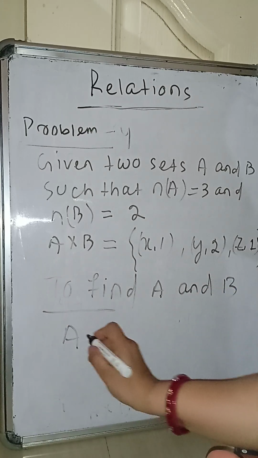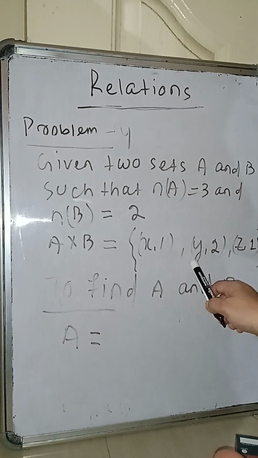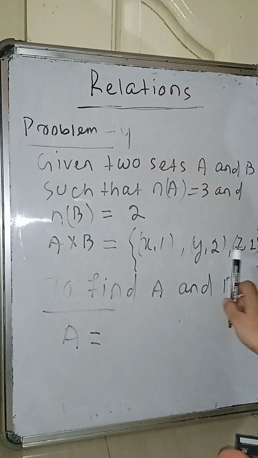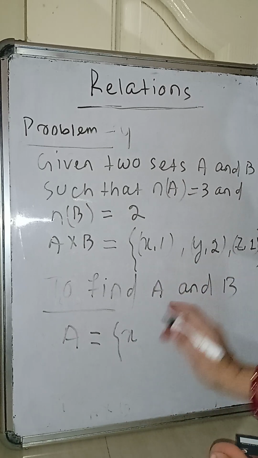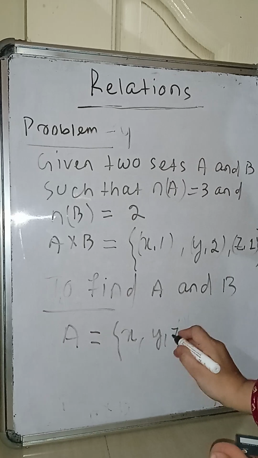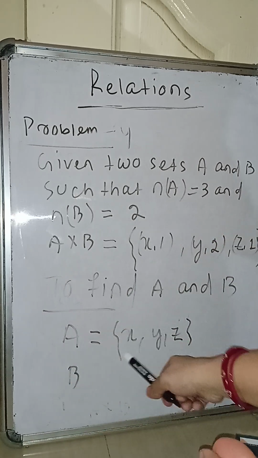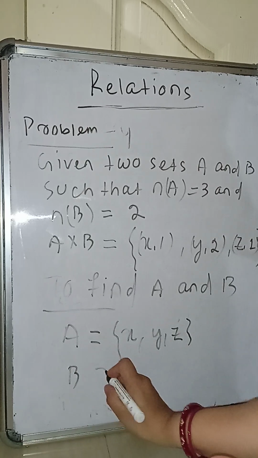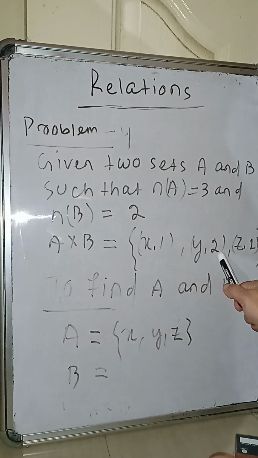Let us find your set A first. Set A is nothing but, in each ordered pair, the first element. The first element of each ordered pair, that is your set A, that is {x, y, z}. Now as per the question, there are 3 elements here.